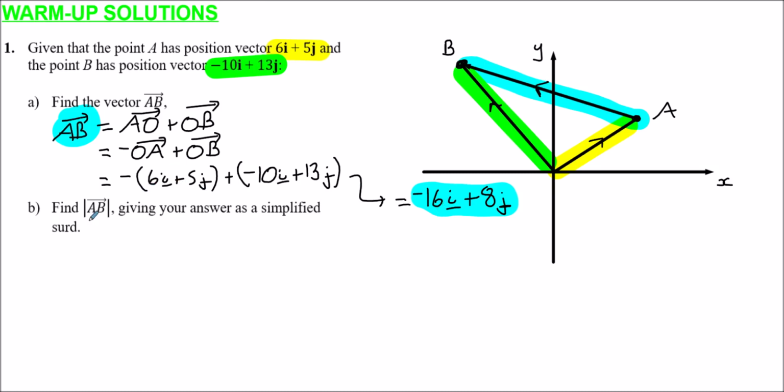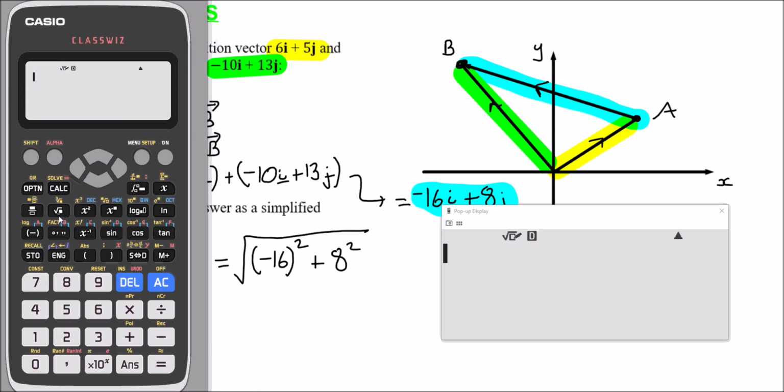Then for B it says find the magnitude of the vector from A to B, giving your answer as a simplified surd. Well, for this one we simply square the components of the i and j and square root them. So it's essentially Pythagoras, which hopefully you remember from the end of year 12. So if we calculate this now, so the square root of minus 16 squared, which is the same as positive 16 squared, plus 8 squared, we get 8 root 5.